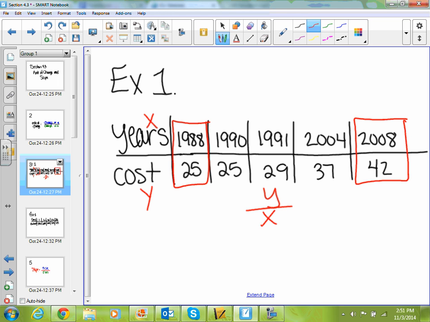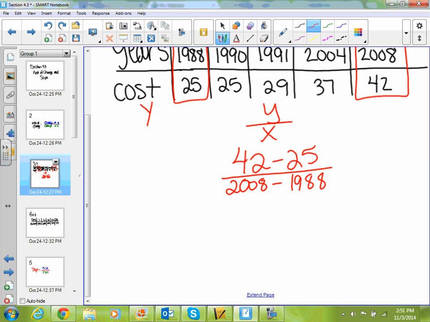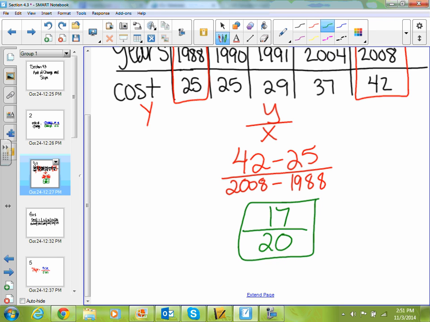So I know that for my y values, my last number is 42, and my first y value is 25, divided by my last value, which is 2008, minus my first value, which is 1988. And then we just simplify that. So 42 minus 25 is 17, and 2008 minus 1988 is 20. So my rate of change is 17 over 20. Good. I like easy. Let's do one more.